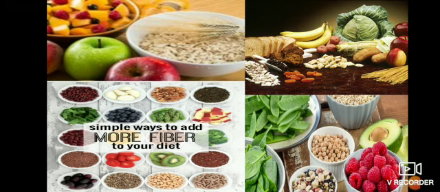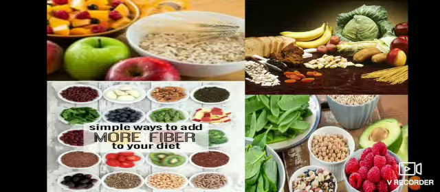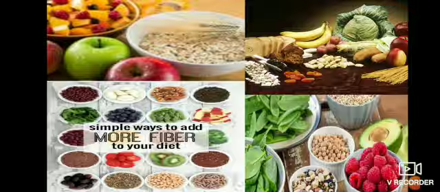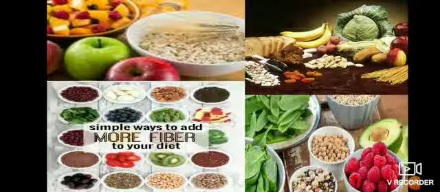Now you are seeing here some of the pictures where we see roughages or dietary fibers. Children, do you know what are roughages or dietary fibers? The components of food that are necessary for digestion in our body are called roughages or dietary fibers. Children, where do we find these roughages or dietary fibers? And what are the sources of these roughages?